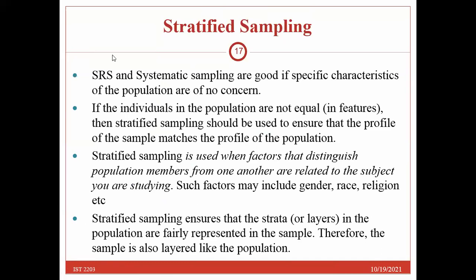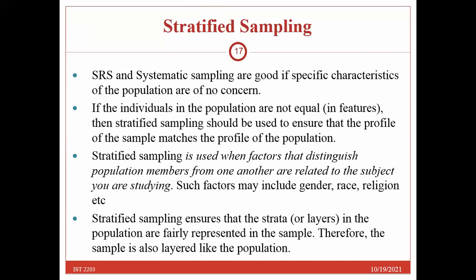Okay, so we have simple random sampling and systematic sampling. We have talked about those so far, and they are good if the specific characteristics of the population are of no concern, as in it doesn't really matter very much if the population has people who are some young, some old. You just want people. It doesn't matter if the population has people of different faiths. It doesn't matter to your research. That's what it means, that the characteristics of the population are of no concern. You can use a simple random sampling or you can use a systematic sampling.